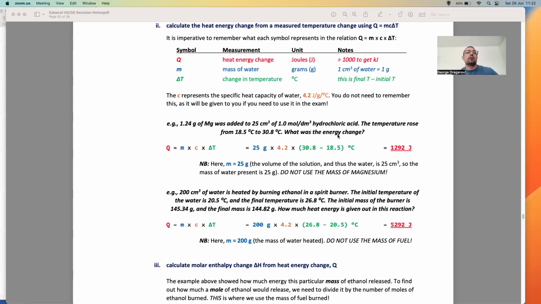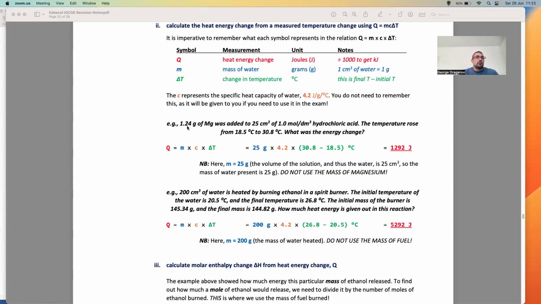Let's have a look at 2 examples of this Q calculation. 1.24 grams of magnesium was added to hydrochloric acid and the temperature rose. What is the energy change? Well, do not put this as the mass.